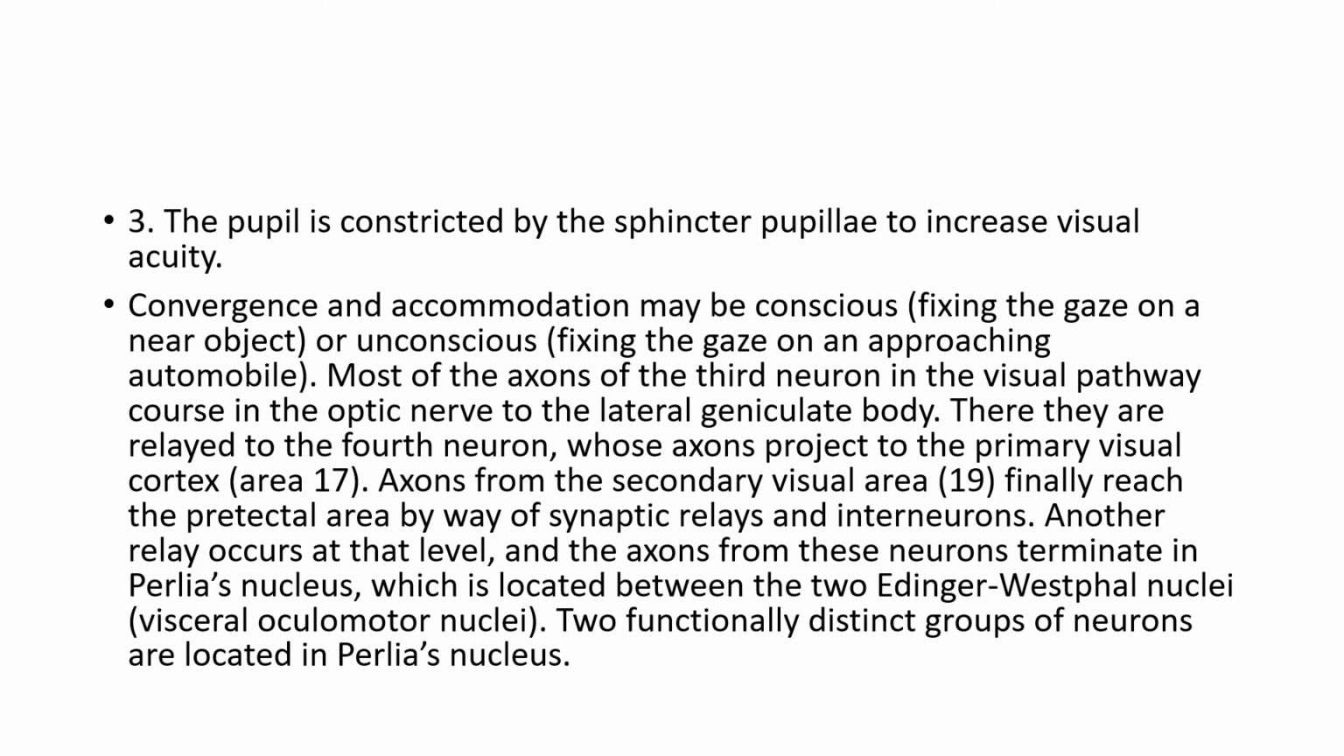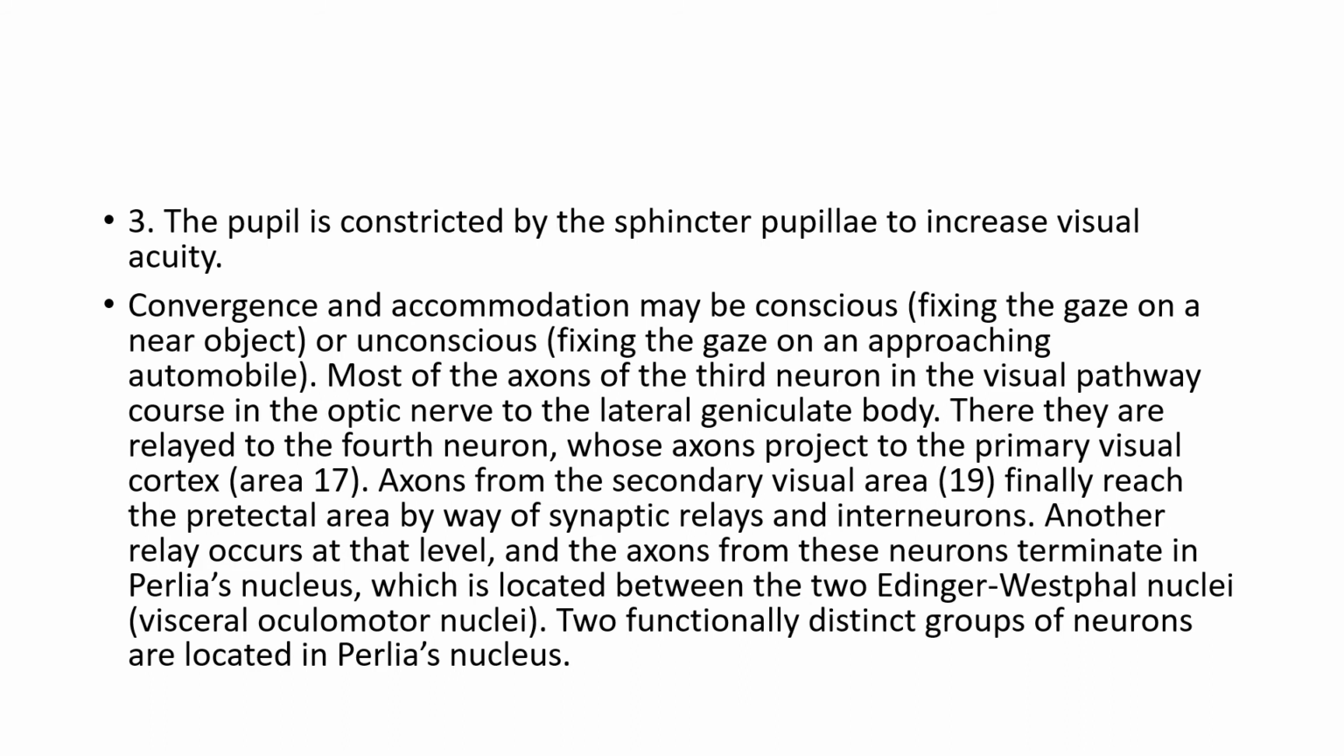Most of the axons of the third neuron in the visual pathway course in the optic nerve to the lateral geniculate body of the thalamus. There, they are relayed to the fourth neuron, whose axons project to the primary visual cortex, or Brodmann's area 17. Axons from the secondary visual area finally reach the pretectal area, remember tectal being the colliculi, by way of synaptic relays and interneurons. Another relay occurs at that level, and the axons from these neurons terminate in Perlia's nucleus, which is located between the two Edinger-Westphal nuclei.